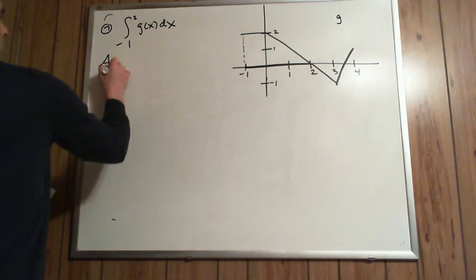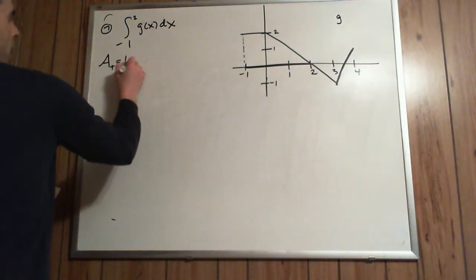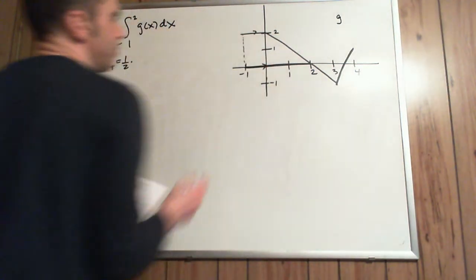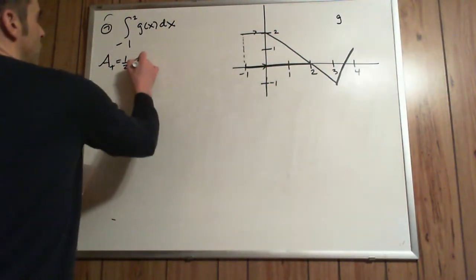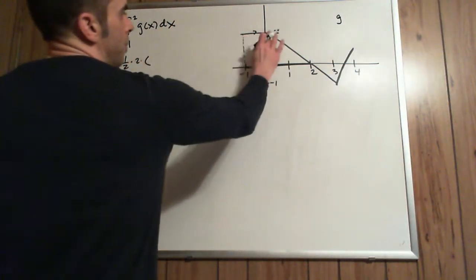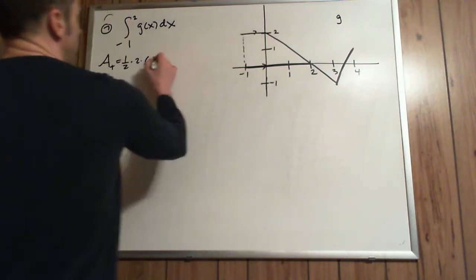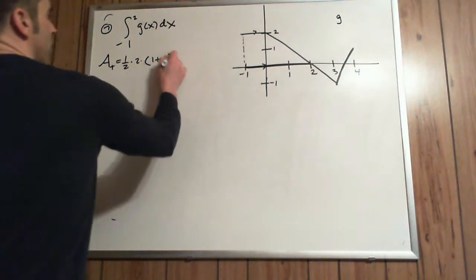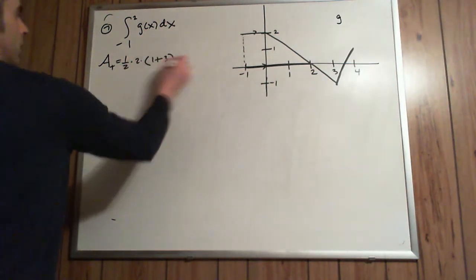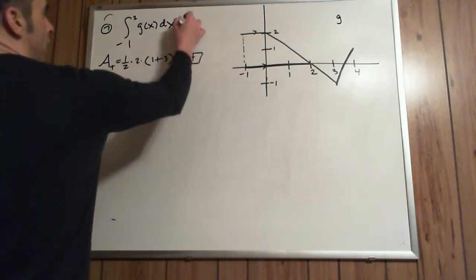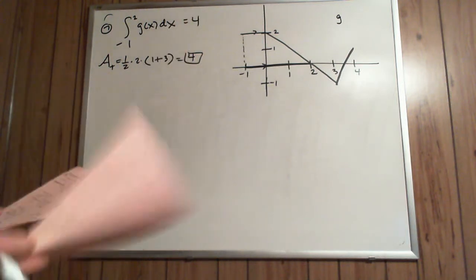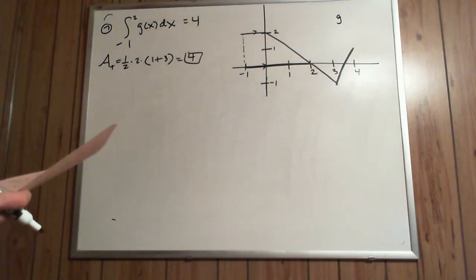So that area is of a trapezoid, so it's 1/2 times the height. These are my parallel bases this time. So the height is 2 units high, and the base here is 1 unit, and the base here is 1, 2, 3. So that's 4. These 2's drop out, so that answer would then be 4. So the value of the definite integral from negative 1 to 2 of g at x dx would be 4.